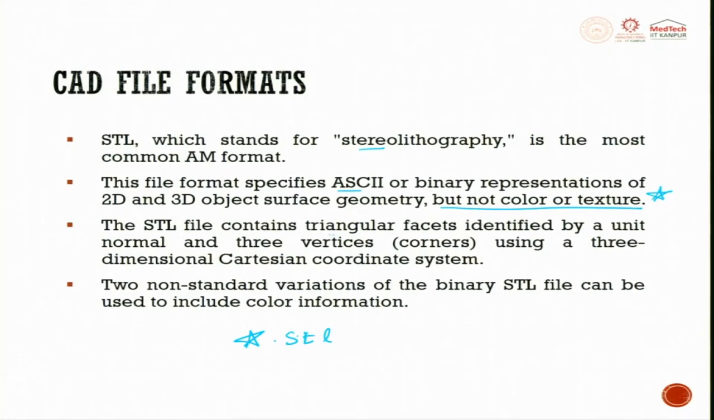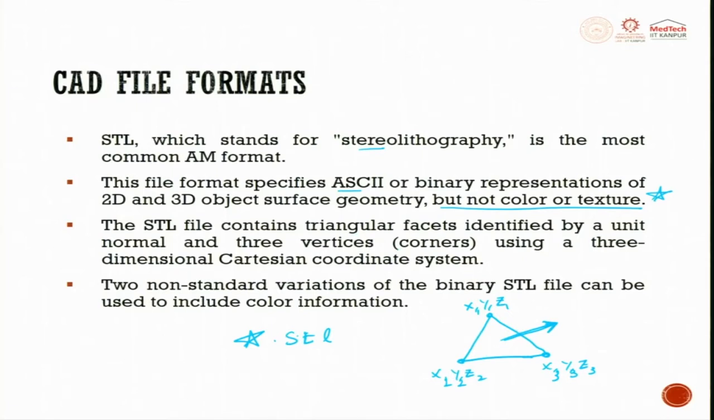The STL file contains triangle facets identified by a unit normal and using a three-dimensional Cartesian coordinate system. What we are trying to say is we convert the curved surface into triangles and a normal. Each vertex will have coordinate points: x, y, z data for each vertex, so it is x1, x2, x3, y1, y2, y3, and z1, z2, z3, and then they have a normal. This is what the STL file contains, a triangle facet, which is the simplest facet and easy to represent and compute.